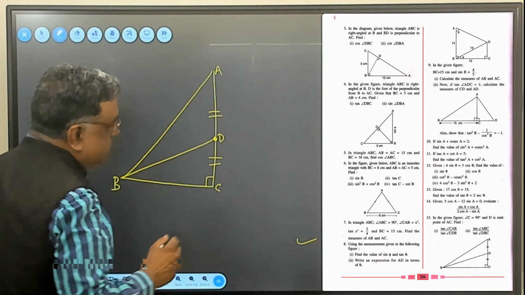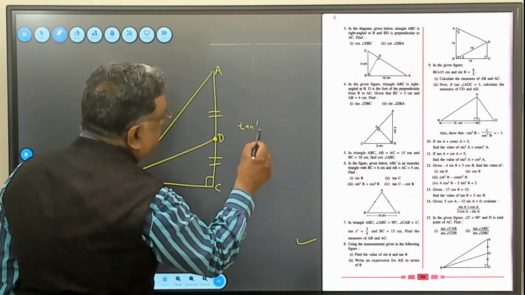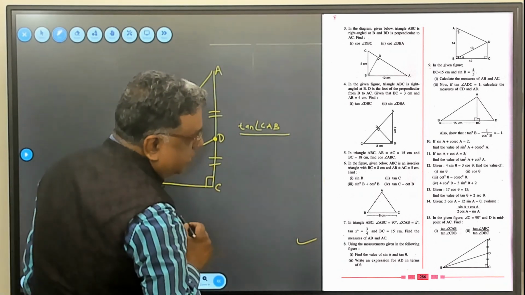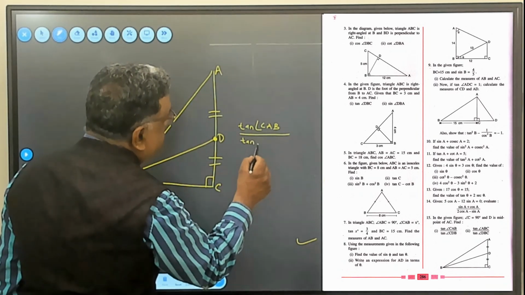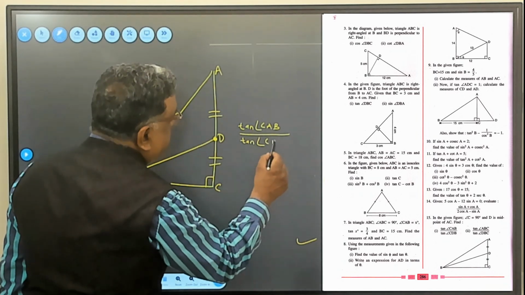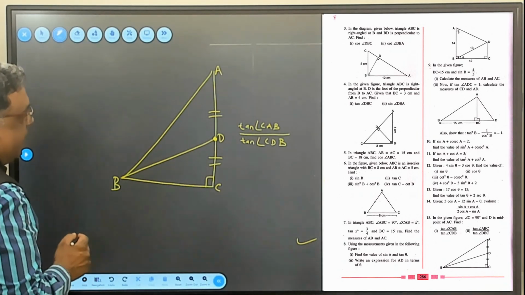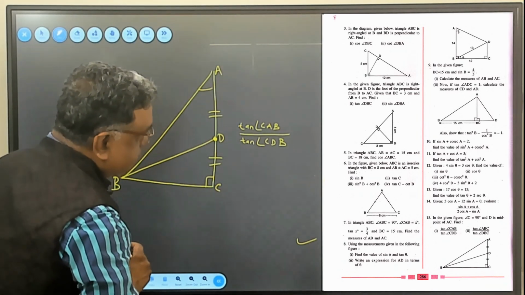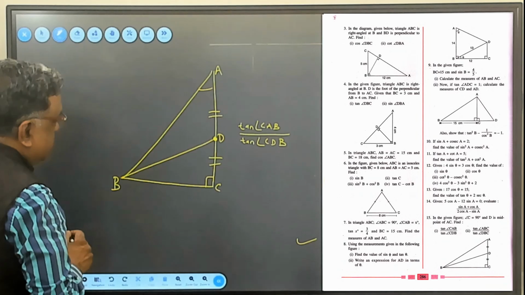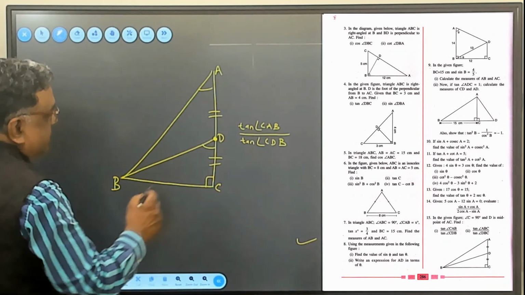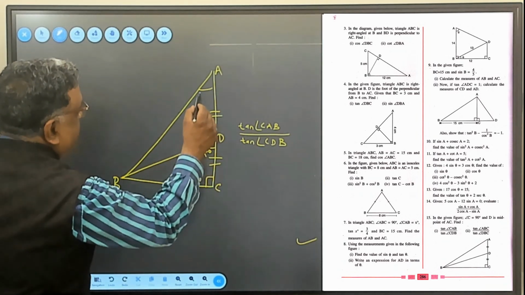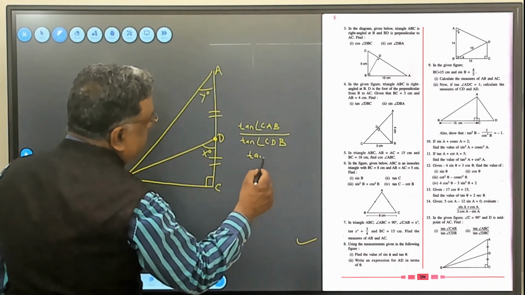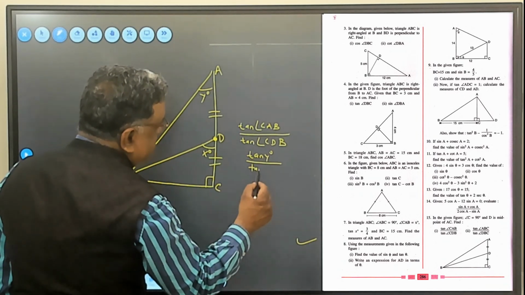We are asked to find out tan of angle CAB upon tan of angle CDB. So CAB, which is this, and CDB, which is this. So let us say I will mark this angle as x degrees, and I will mark this angle as y degrees. So can I say I've been asked to find out tan of y degrees upon tan of x degrees? Clear?